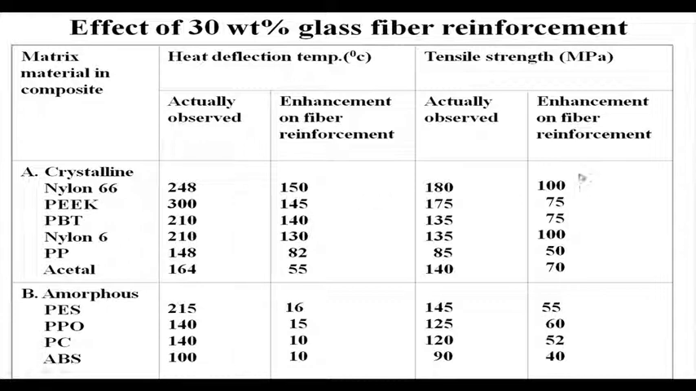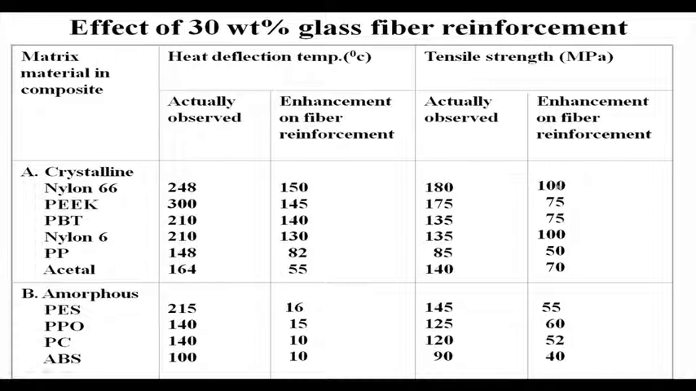If we look into the strength property, tensile strength expressed in megapascals, that enhancement is also quite high, in the same sequence as has been found in case of heat deflection temperature for these resins with 38% glass fiber loading. It is 100 MPa for nylon 6 and nylon 66, whereas a little less for the other polymers. So, it shows that glass fiber can be a good pair for nylon 6, PEEK, or polybutylene terephthalate.